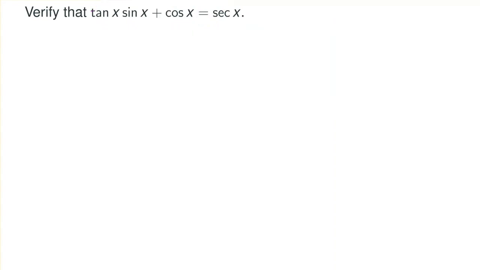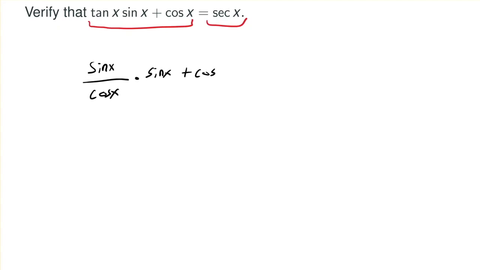So when we're verifying, we're not solving for an unknown variable. We're just verifying the left expression equals the right expression. So let's rewrite this. We know tangent is the same as sine x over cosine x times sine x plus cosine x. Again, we usually start with the more complicated side and try to simplify the more complicated to the simpler side.